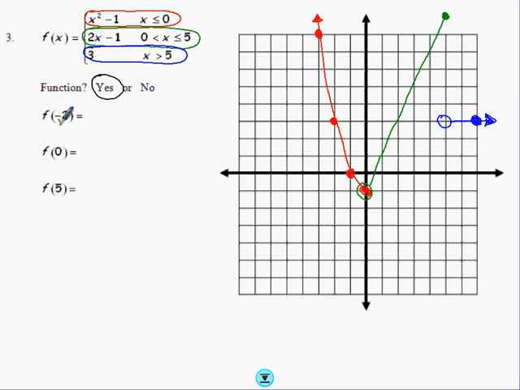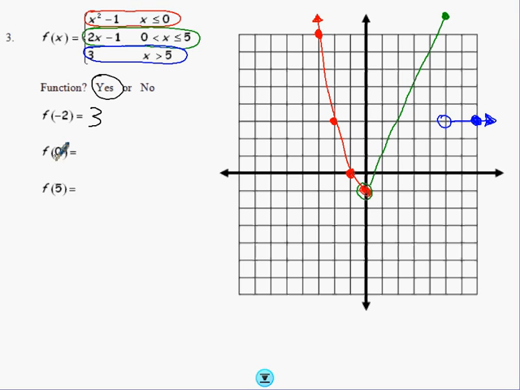Okay, negative 2. I can't just go straight to the graph. Negative 2, 3. If I were to evaluate this algebraically, I'd find which one of these includes negative 2. It's going to be here because negative 2 is less than 0. And if you want to know the function value, you plug it in here. 4 minus 1 is 3.